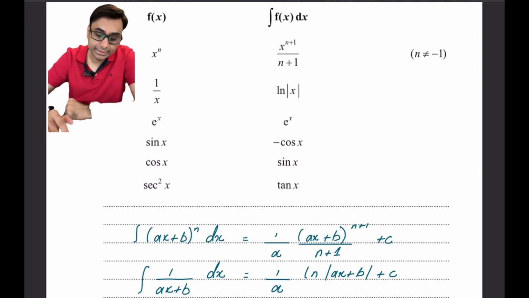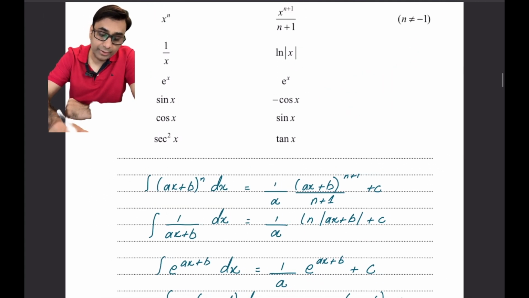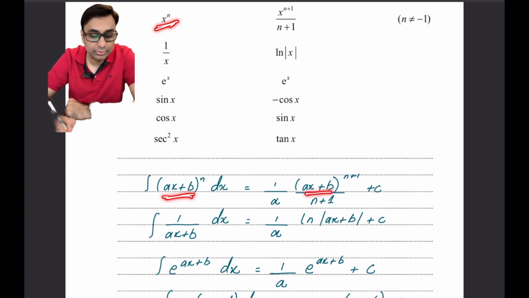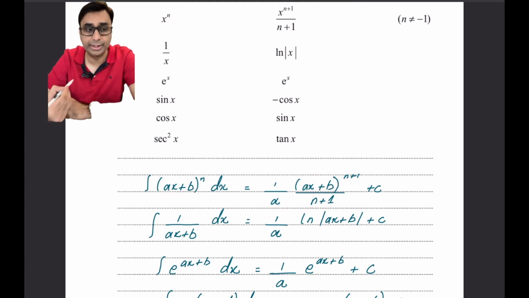So the idea is that these formulas are given to you, but this is something you should be able to deduce yourself: if in this formula x is replaced by ax plus b, you still apply the same formula, you increase the power by 1, you divide by n plus 1, but one other thing that you have to do is divide this expression by the coefficient of x. That's always an extra thing you have to do. This is also called integration by recognition.